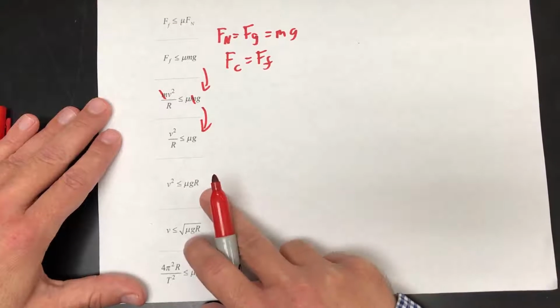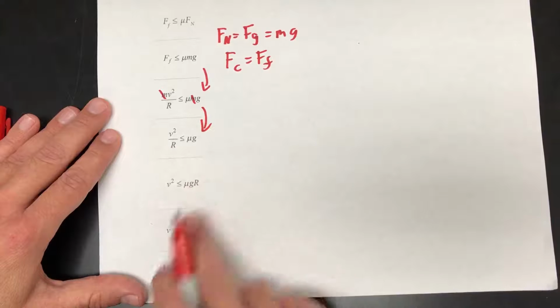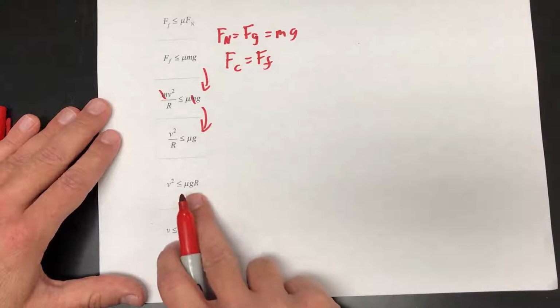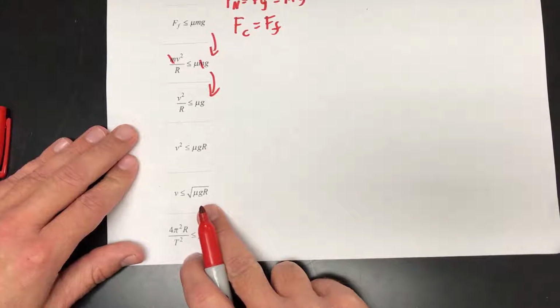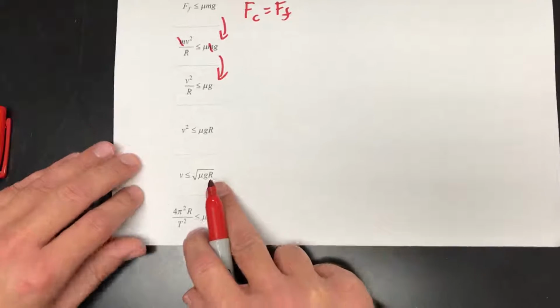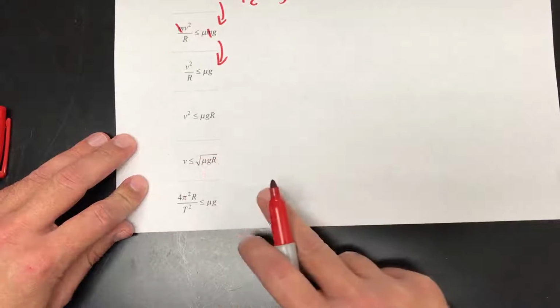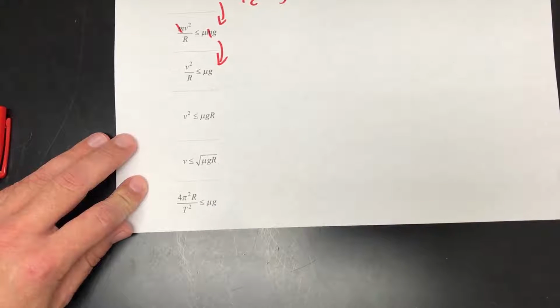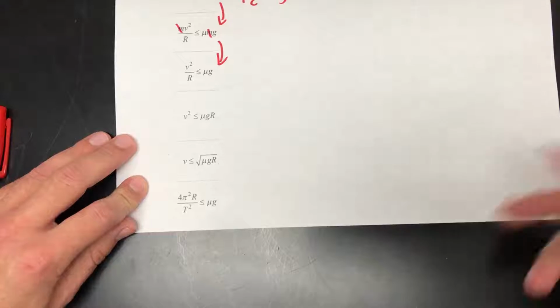Then, on this step, we simply multiplied r up to the other side. So now we have v squared equals mu g r. And then here we simply took the square root of each side. So now we have v is less than or equal to the square root of mu g r. And then we get down here. They've been taking all these simple little steps, like multiplying up r and taking the square root one at a time, and then they get down here and they inexplicably do a bunch of steps at once.